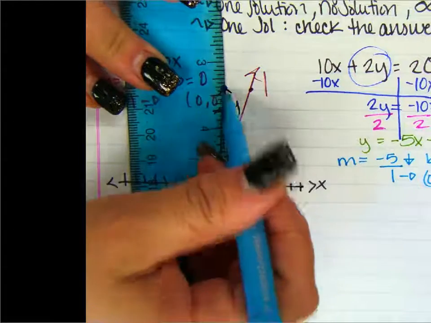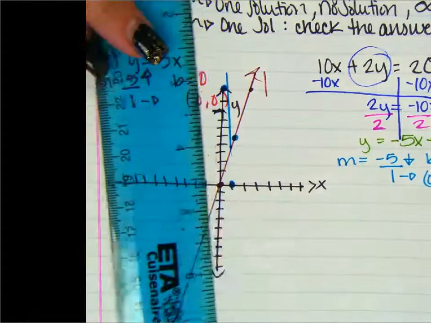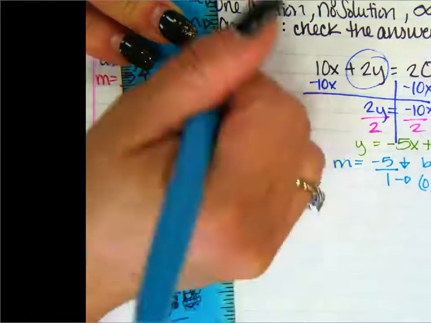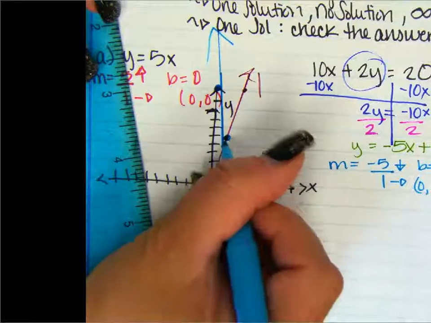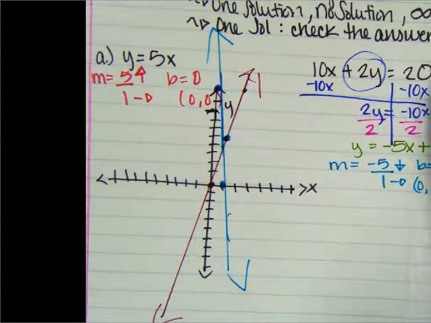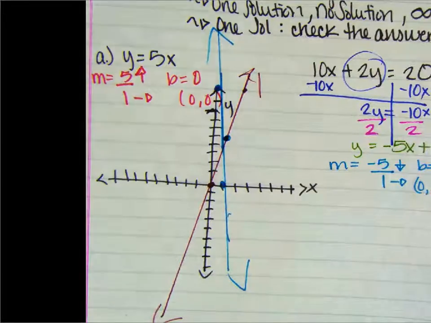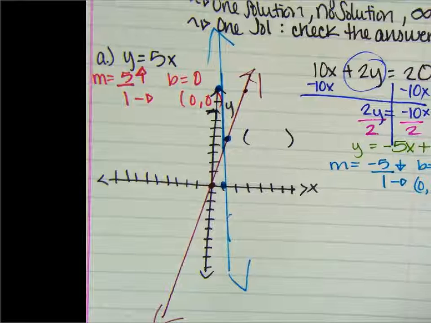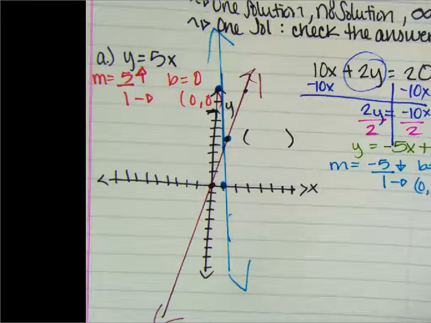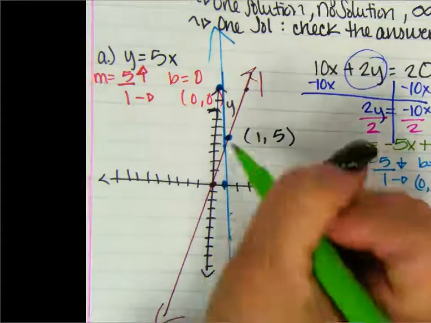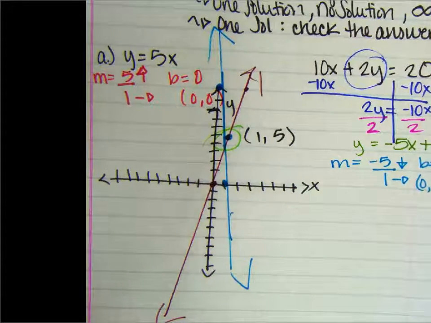My graph's a little off. It'll work. Oops, this point's a little off. It should be right there. What should be the point of intersection, not based on my picture? 1, 5. You're looking for where the 2 lines intersect, which is right about there. It should be at 1, 5, if I would have graphed it a little bit better.